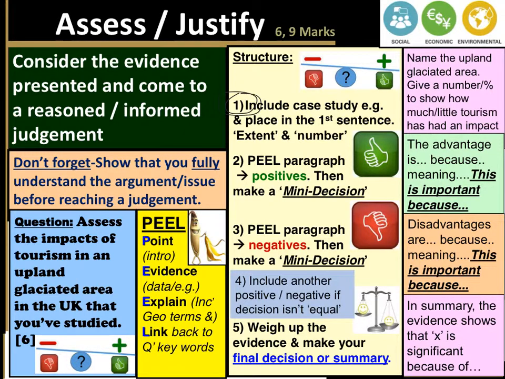So in the pink box in the top right, your first sentence is going to be all about naming the upland glaciated area, which will be the Lake District, giving a number, giving a percentage, and saying how much or how little it's been impacted.